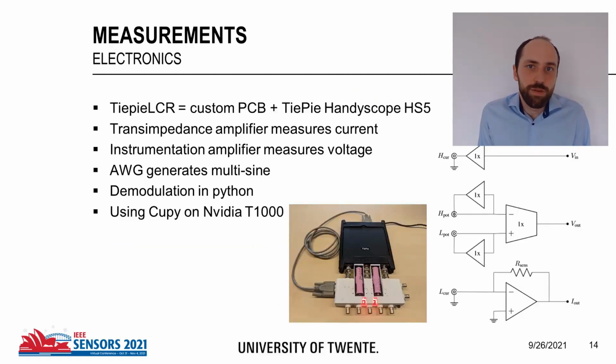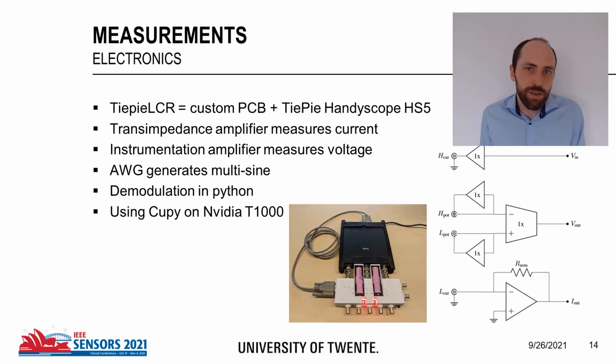The impedance measurement is done using a TP-LCR, which is the name that we gave to a custom PCB attached to a TiePie Handyscope HS5. This custom PCB contains a transimpedance amplifier to measure the current through the ground and an instrumentation amplifier to measure the voltage of the sample.